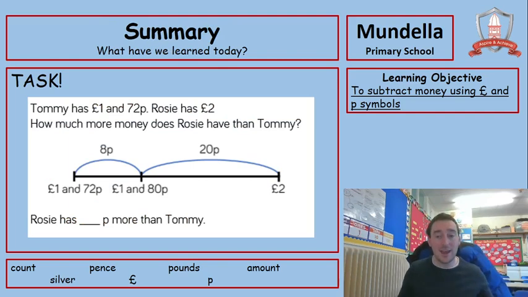So in summary then, we have learned how to subtract money using the pound and the pence symbols. Make sure that those are all in your work. So I'm going to leave you with this question to finish, and once you've done, just self-assess for me with the triangle in your book. And well done.